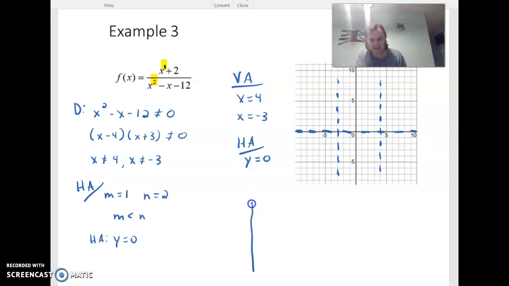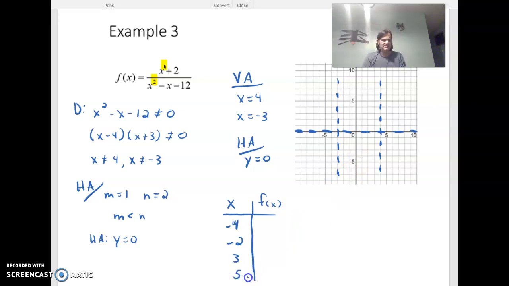Now I have three sections, so I need points that kind of help me determine what's going to happen. This may look a lot like another practice problem we did. But I have a vertical asymptote at negative 3, so I need a number a little bit less than negative 3 and a number a little bit bigger. So I'm going to use negative 4 and negative 2. And then my other vertical asymptote is at 4, so I need a number a little bit less than 4, so 3, and a little bit bigger than 4 would be 5.